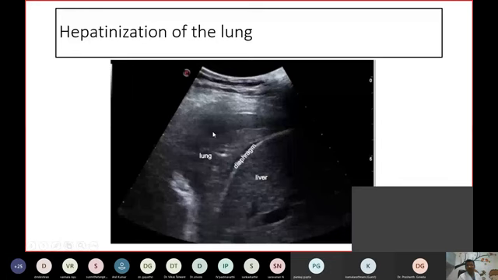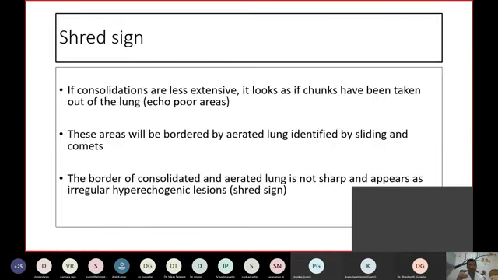Now, the third sign you see in pneumonia is the shred sign. When your consolidations are not extensive, you will see that part of the lung as if chunks are removed. It will look like an echo-poor area, and it will be surrounded by normal lung. The border of the normal lung and this echo-poor area will be marked by irregular hyperechogenic lesions. What we call it is the shred sign or fractal sign.